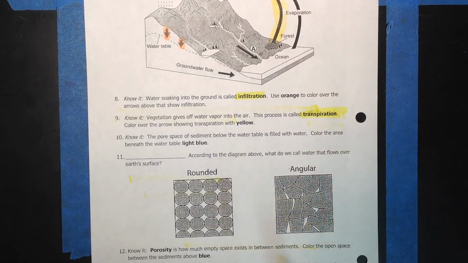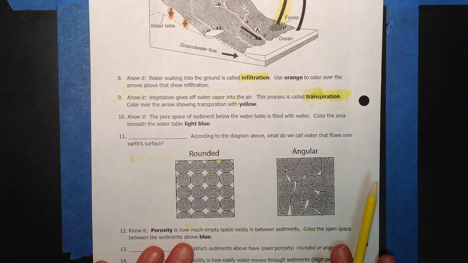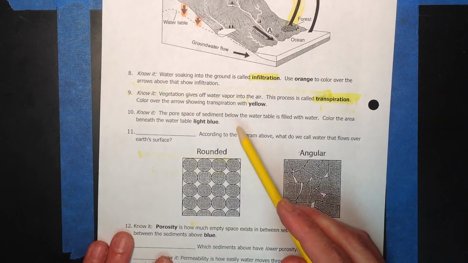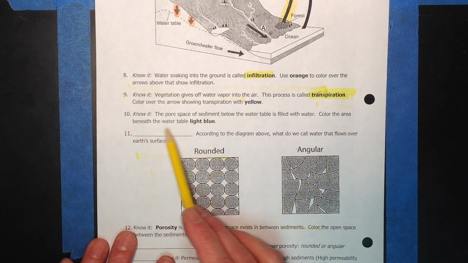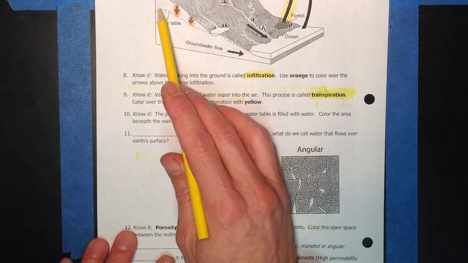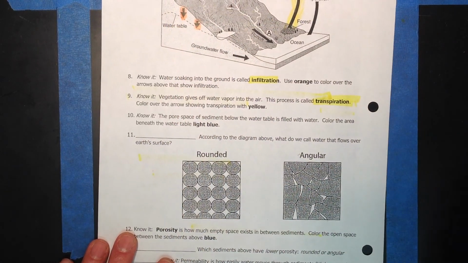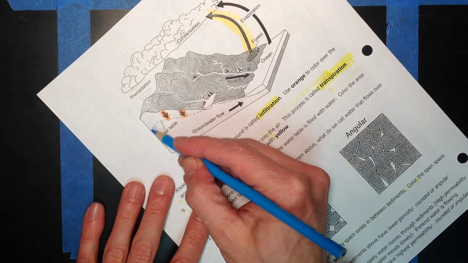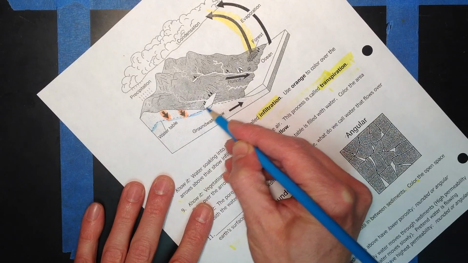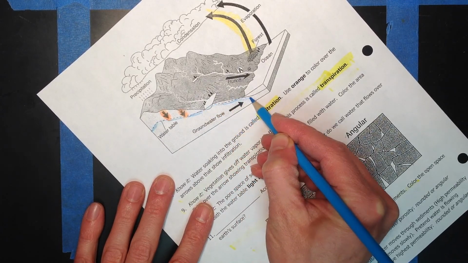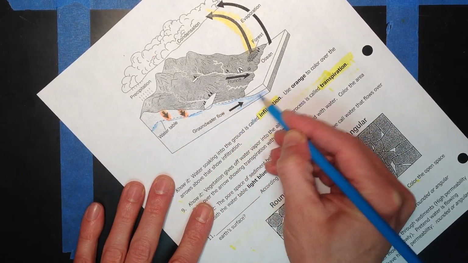10. Know it. The pore space of sediment below the water table is filled with water. Color the area beneath the water table light blue. Here's the water table here. It looks like this. This is where there's water stored underground. Notice it intersects the stream right there.